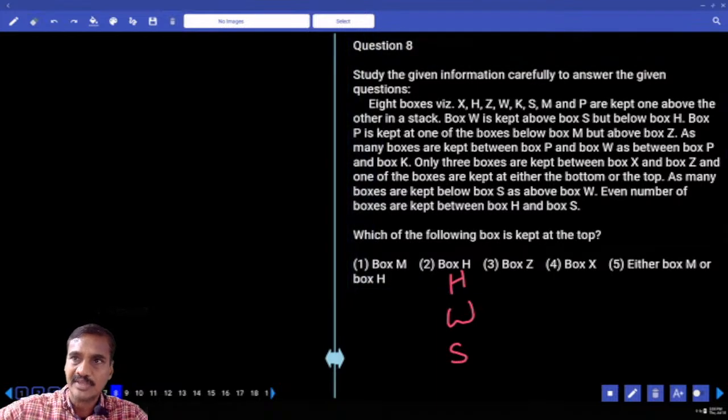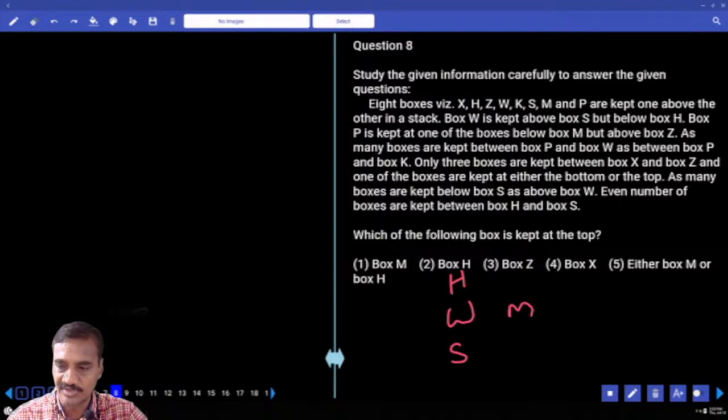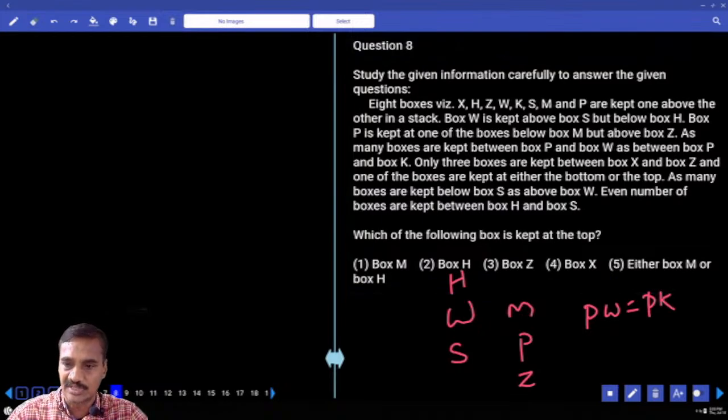Now the order, the word immediate is not given. And P is kept at one of the boxes below M but above G, but above Z. As many boxes are kept between P and W, P and K. Now P and W, P and K, that means P must be exactly between W and K. Where do we get definite information?